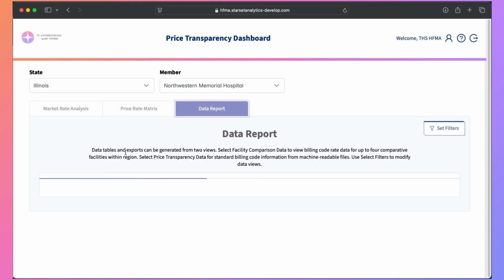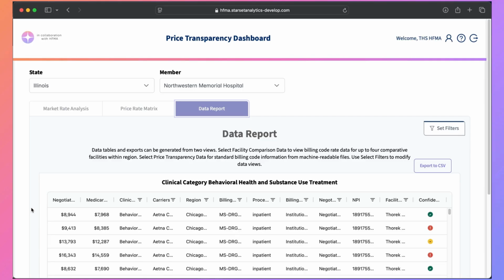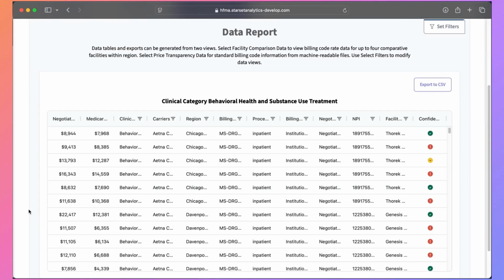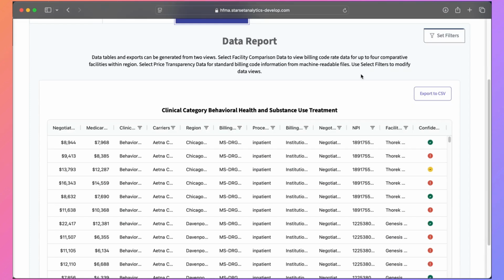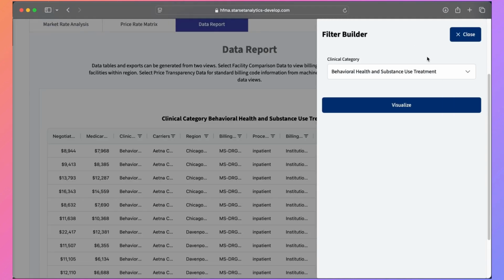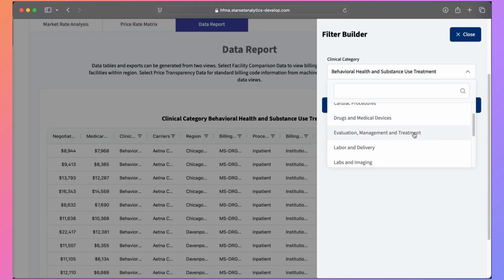Finally, for those who want to dig deeper into the data, our last page offers downloadable CSV data. We've organized everything into service categories that are weighted by commercial claims utilization, because individual procedure rates can vary widely, and it's sometimes hard to draw meaningful conclusions from that variation. But you can still drill down to specific procedure codes when you need to. So right now I'm looking at behavioral health and substance use treatment codes. Going again to Set Filters, I can look at any clinical category.